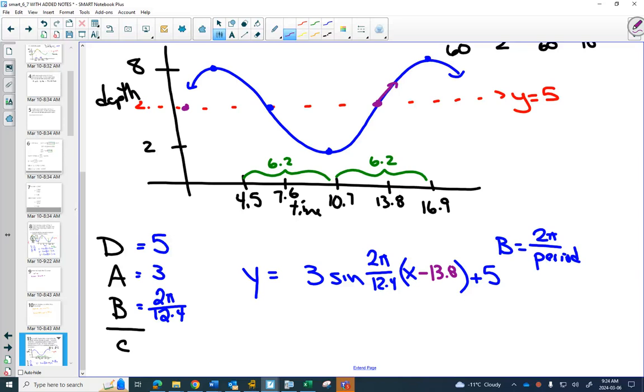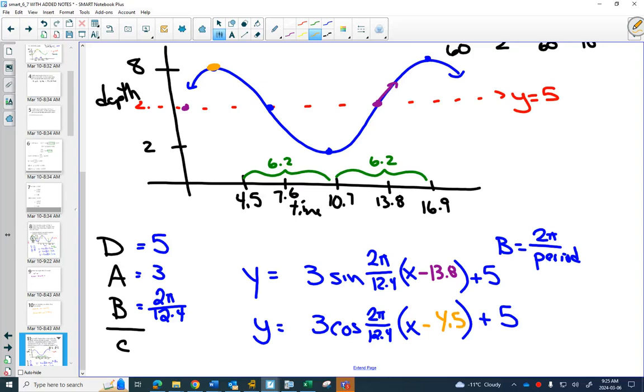Next, let's do a cos graph. See how I leave a space in case I decide I want to put a negative out in front? Because I could do a negative cos graph or a positive cos graph. The b value doesn't change. It's still 2 pi over 12.4. The d value stays plus 5. But a cos graph starts where? At a maximum. That maximum was 4.5 to the right, so I would write minus 4.5.